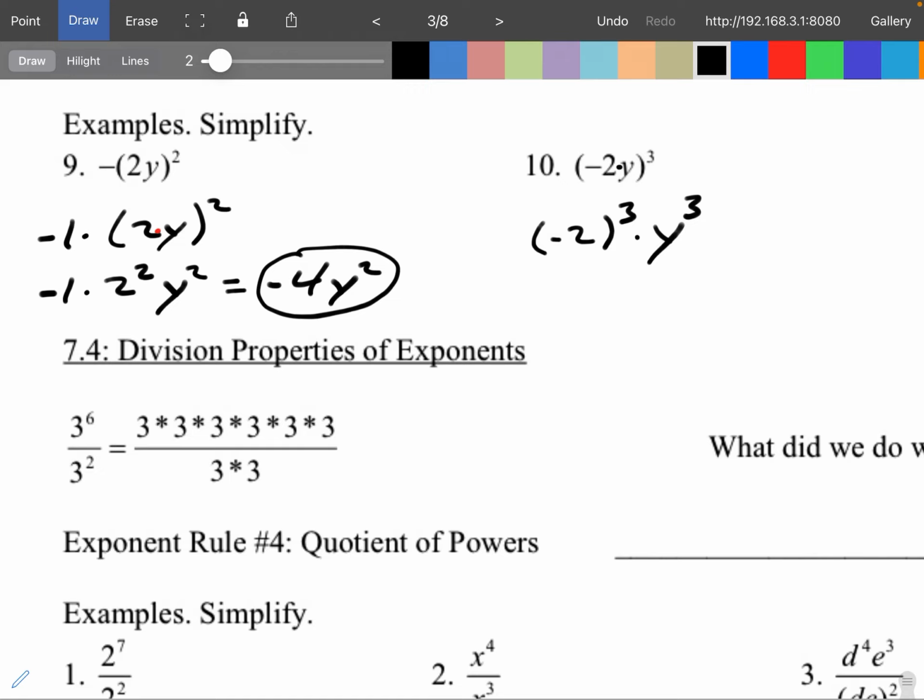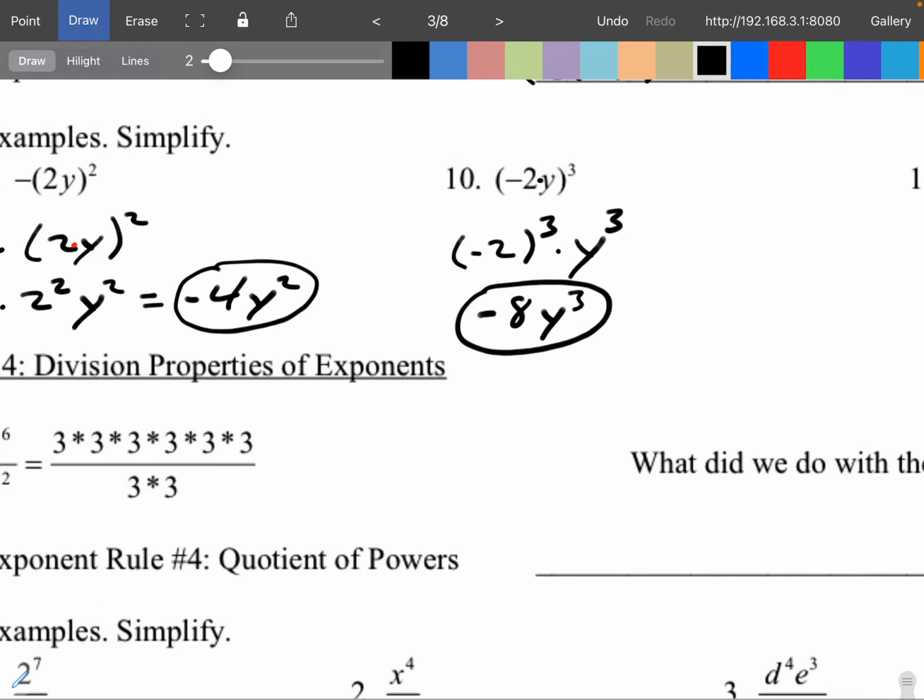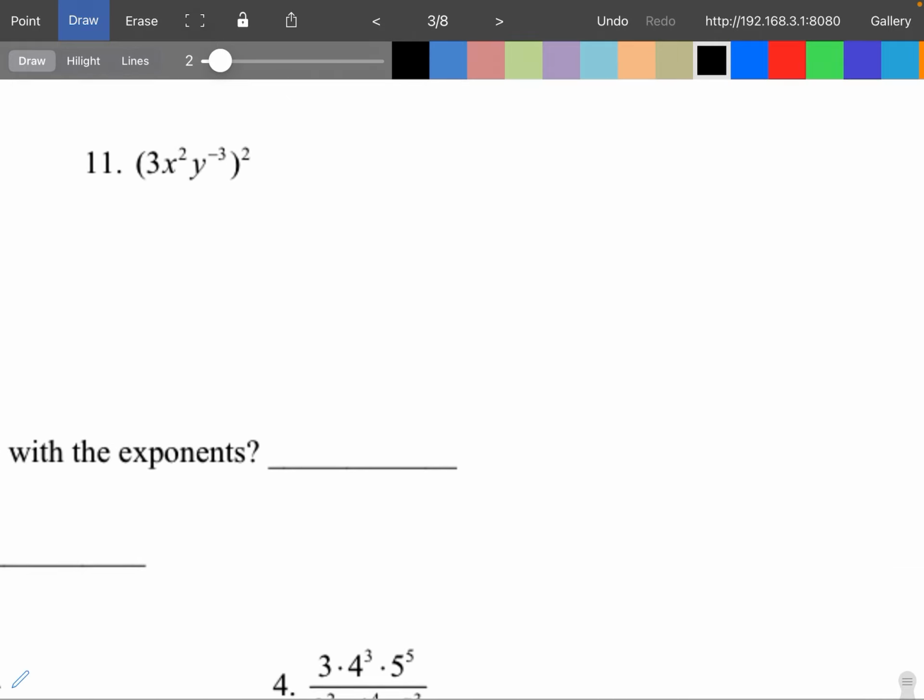Now, what's negative 2 to the third? That's negative 2 times negative 2 times negative 2. No, don't add, multiply. 8. Yep. Negative 2 times negative 2 would be 4, times negative 2 would be negative 8. So it's a negative 8 and then a y to the third. So that's your answer on that one. And we just got one more to go.